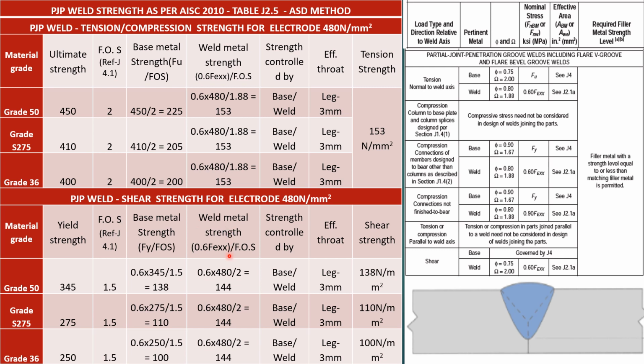Then coming to weld metal strength, the formula is 0.6 FEX. So 0.6 into 480 divided by factor of safety, which is 2, which is equal to 144. So you can see here the governing is always coming as base metal. So the final value is 138 Newton per mm square. For grade 275 also the governing is base metal, and grade 36 also the governing is base metal strength.